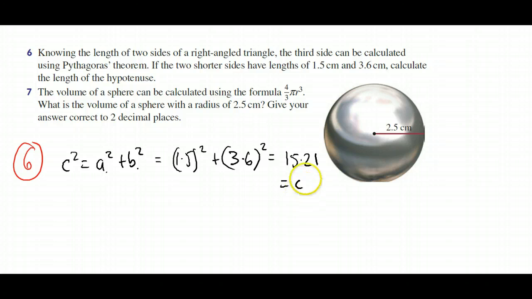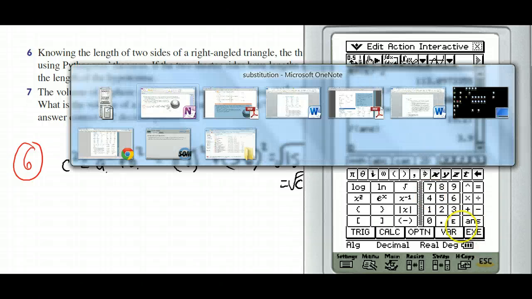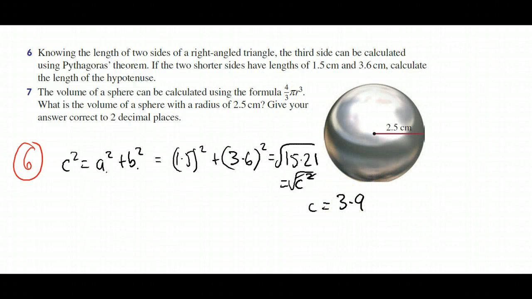15.21 equals c squared. But we were actually asked to find the length of that side, c, not c squared, so we've got to get c on its own. To get c on its own, we've got to take the square root to get rid of that square and do the same to the other side, which is this side here. So we end up with c equals, let's do the square root of our previous answer, and we get 3.9. So c equals 3.9 centimeters.